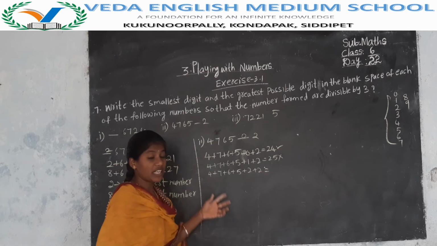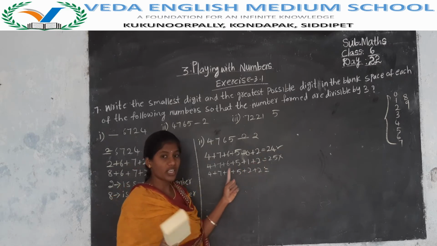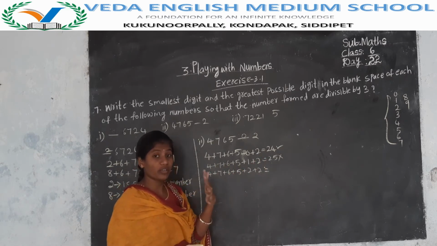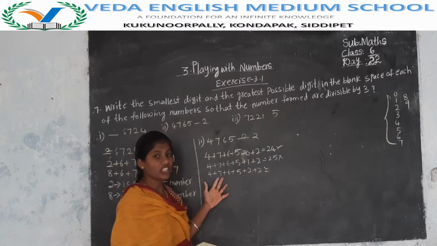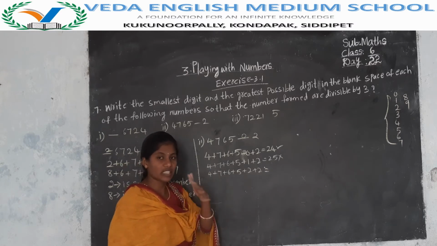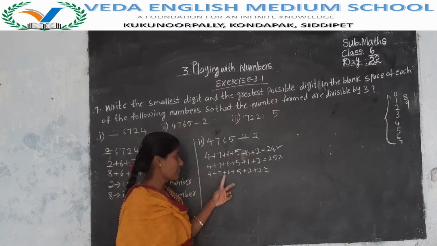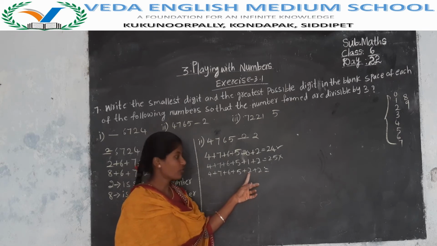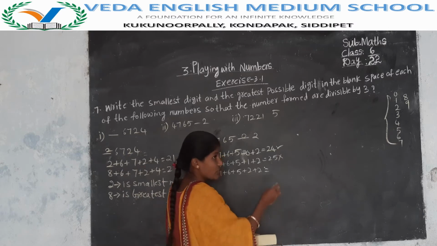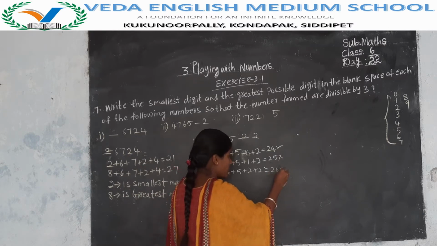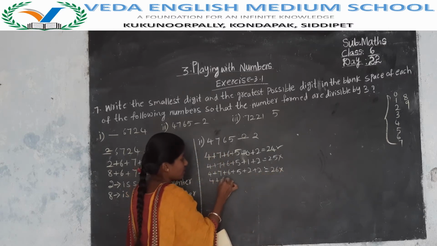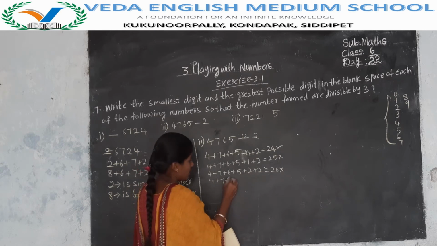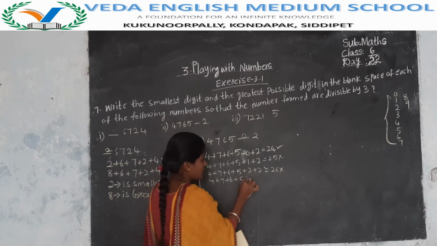Why am I taking each and every digit every time? You could keep adding it up, but the reason I add like this is that you will get faster addition, faster calculation. 4 plus 7 is 11, 11 plus 6 is 17, like this. 17 plus 5 is 22. 22 plus 2 is 24. 24 plus 2 is 26. Is 26 divisible by 3? No, not divisible. Next we will try with 3.